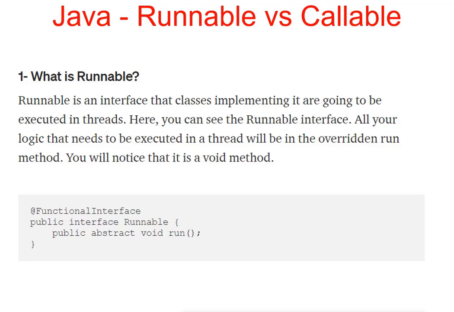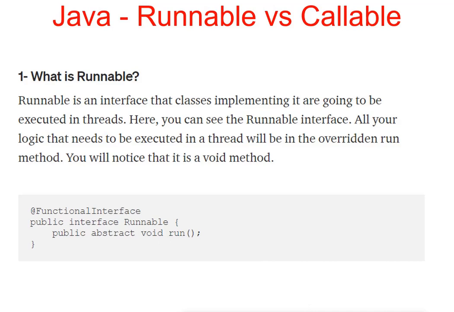In other words, I can say if you implement the Runnable interface in any Java class, we treat it as a thread class. So this is the Runnable interface, as you can see. It is marked with the @FunctionalInterface annotation, and it has one method, the run method. We need to override the run method, and from that run method we can execute our logic that we want to execute in a multi-threading environment. And here one thing you can notice, the method return type is void.